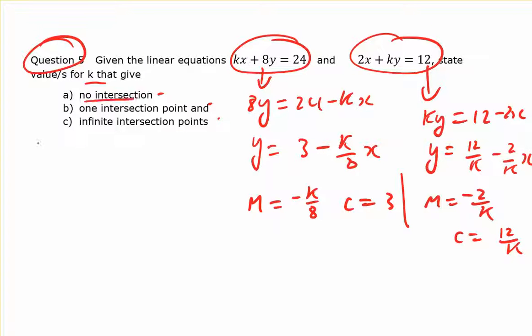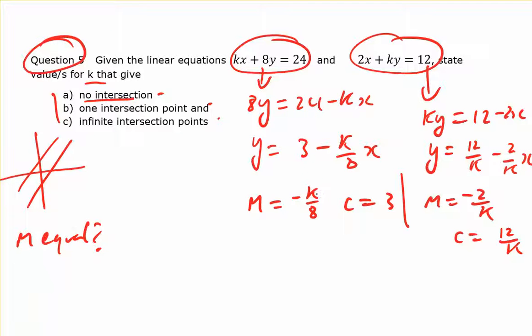No intersection means the lines are parallel, meaning they have the same gradient but different y-intercepts. So first of all, in order to do all three questions, we're going to find when the gradients are equal and when the y-intercepts are equal. So when do the gradients equal? So when do the m's equal?